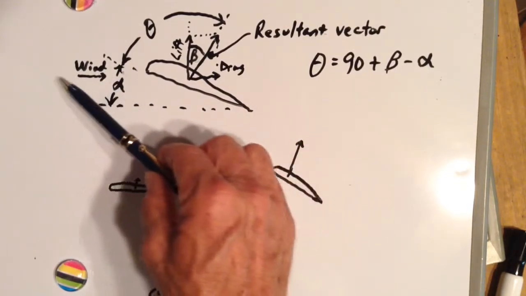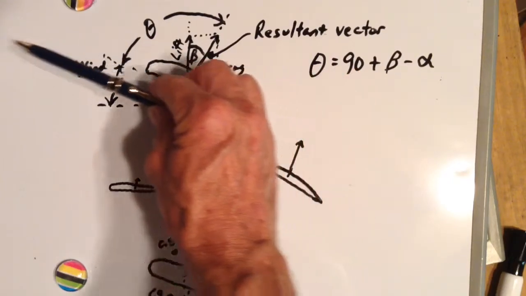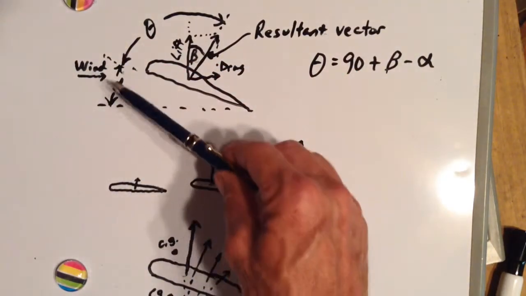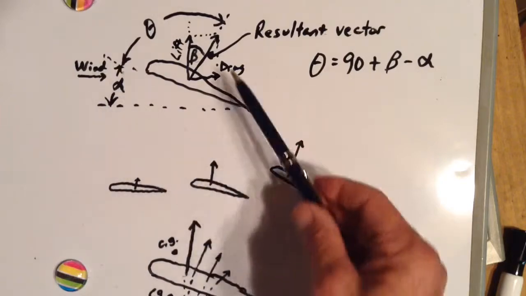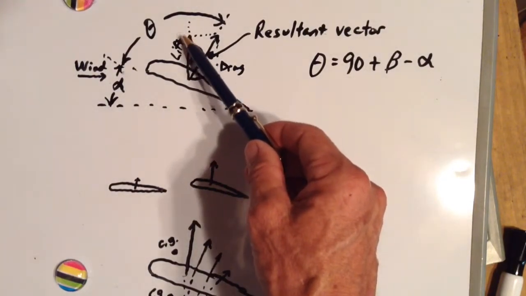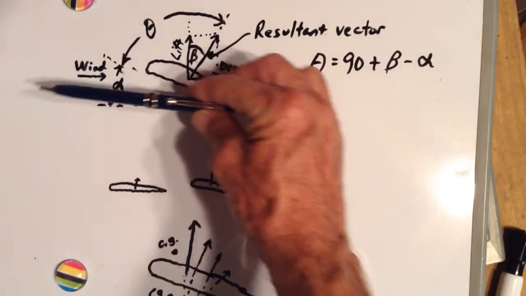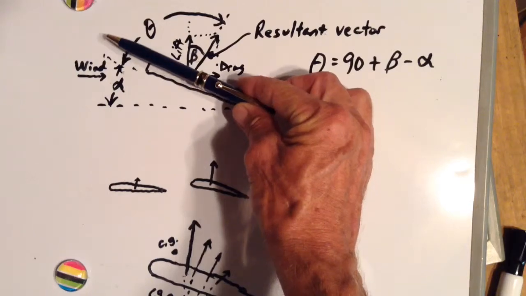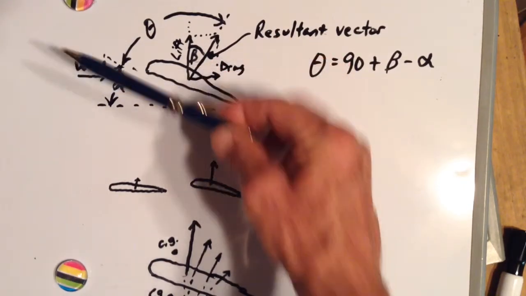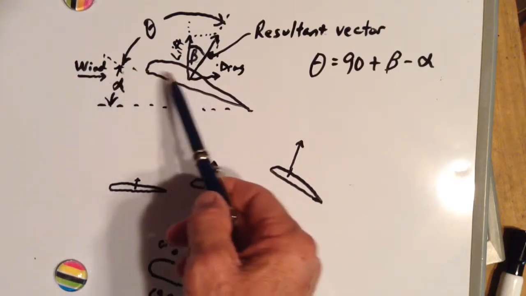This is the relative wind that's coming this way. The wing is aimed that way, but it's going this way, straight and level. So we've got an angle of attack of alpha. We've got a lift component here, which is always perpendicular to the relative wind, not perpendicular to the chord, but perpendicular to the relative wind. We have a drag component, which is parallel to the relative wind.